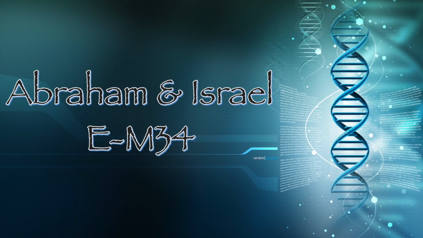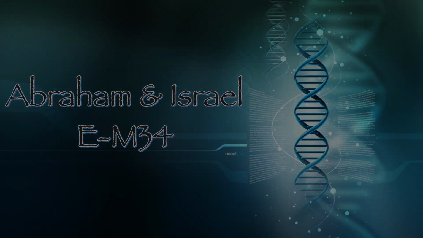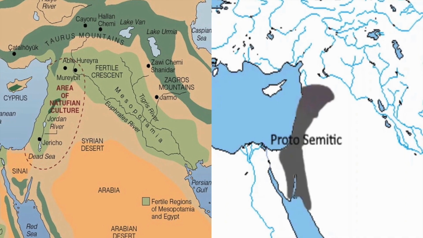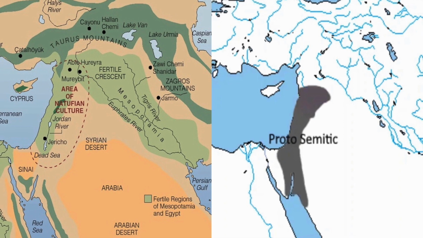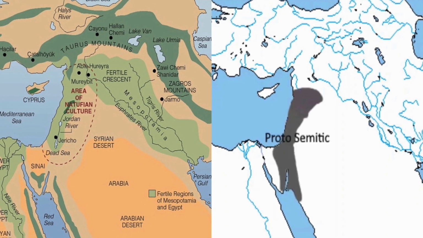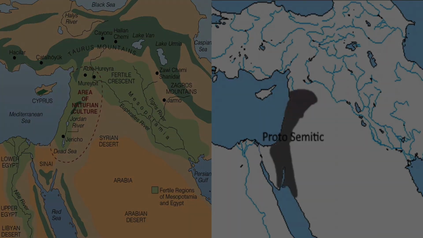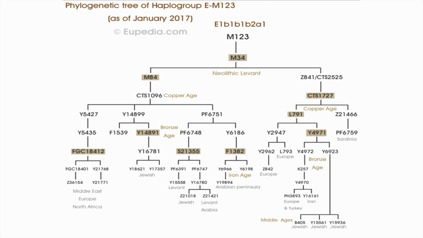One candidate for Abraham and the Israelites is E-M34. One method we can use to determine the haplogroup of Abraham and therefore the Israelites is by looking at the origin of the subclade and the location for the origin of Semites. One subclade of haplogroup E that Abraham could have been is a downstream of E-M34.